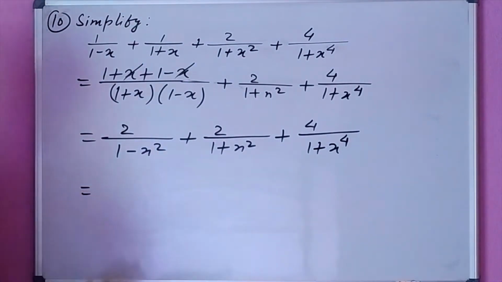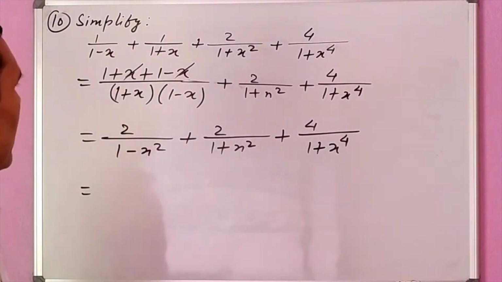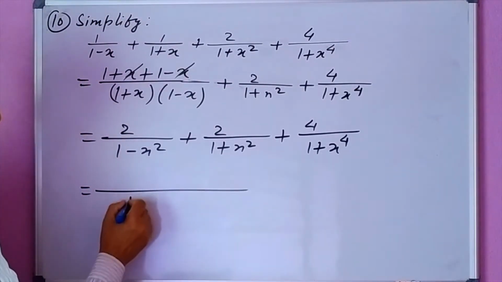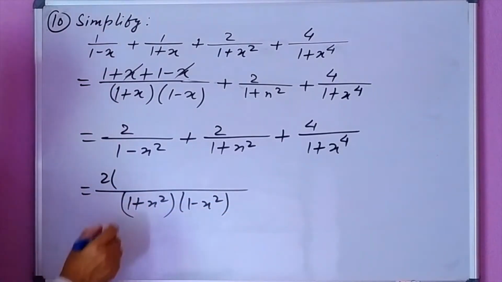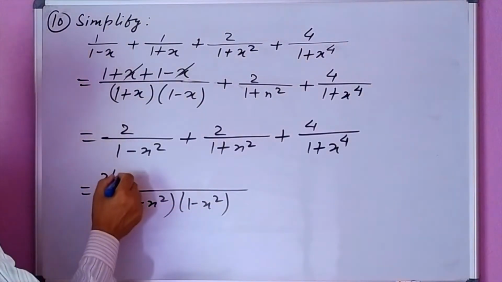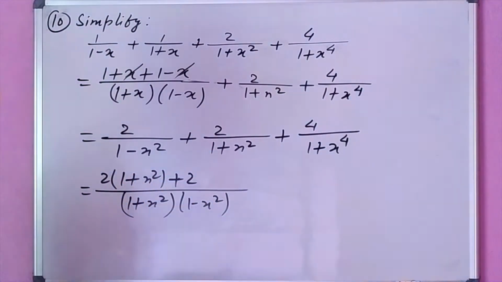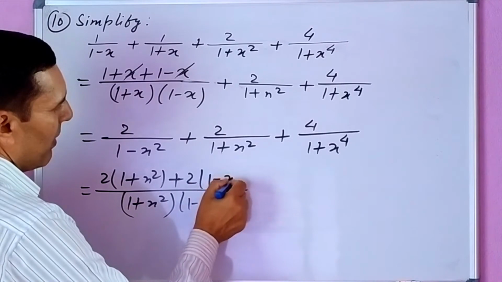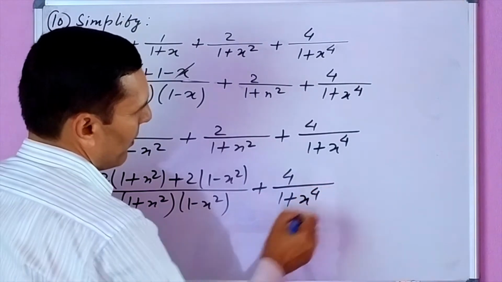Look here guys, now we take the LCM from these two terms. As we took the LCM from the first two terms, similarly now we are taking the LCM from these two terms. What is the LCM? 1 plus x square times 1 minus x square. So with these two, 1 minus x square will be cancelled, so we have to multiply 1 plus x square with these two. Similarly, for the second term, 1 plus x square will be cancelled. So what will remain there? 1 minus x square, and the last term 4 upon 1 plus x power 4 as it is.